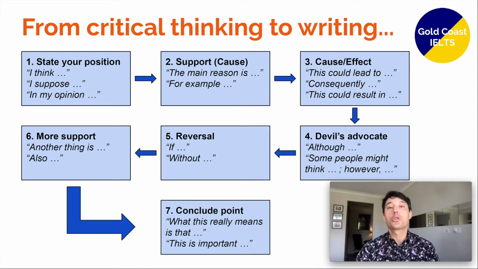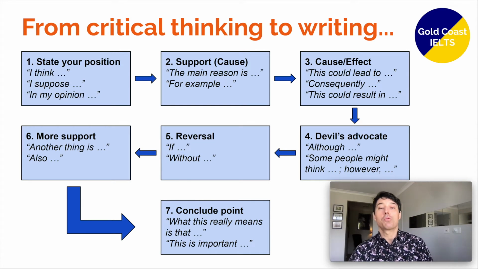Then we'll move on to number 2, the second sentence, which is the support sentence, and we'll use starters like the main reason is, or for example. The third sentence will be a cause and effect sentence with starters like this could lead to, consequently, or this could result in. Sentence number 4 will be a devil's advocate sentence where you sort of give the opposite side and start with something like although, or some people might think something, however, something.